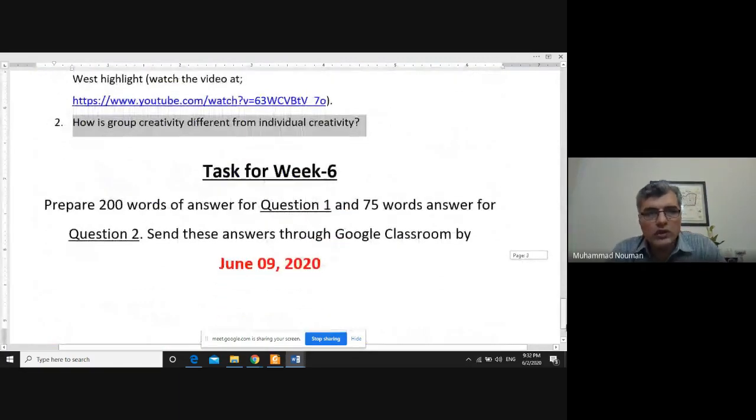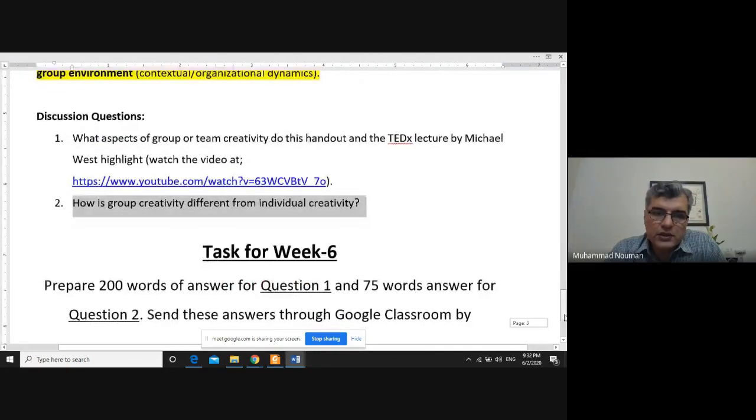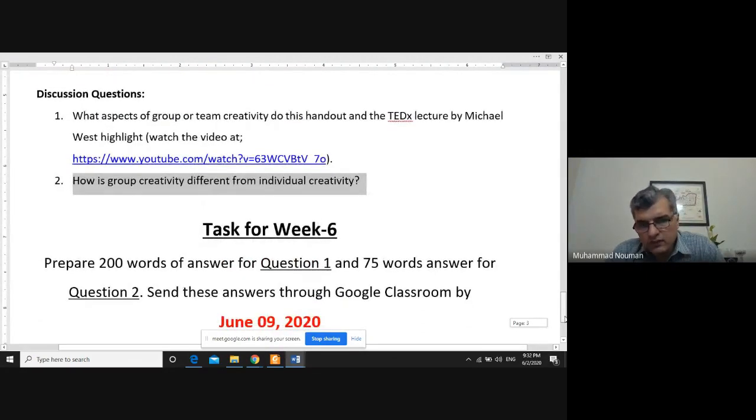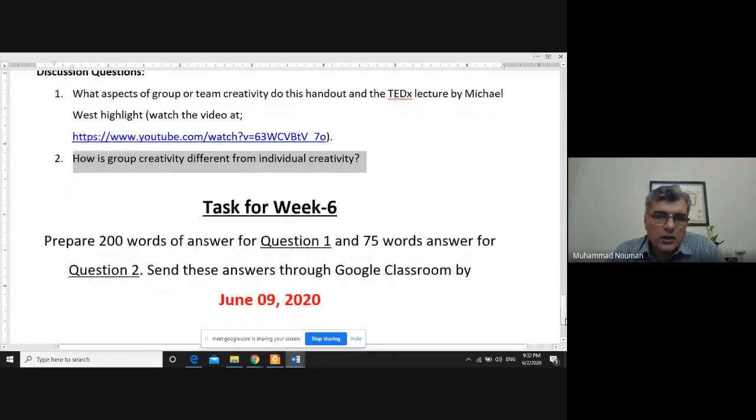So your task for week 6 will be, you will be preparing a 200-word answer for question 1 and a 75-word answer for question 2. And you will be sending these two answers in a Microsoft Word document, sharing it through the Google Classroom. The deadline is June the 9th.